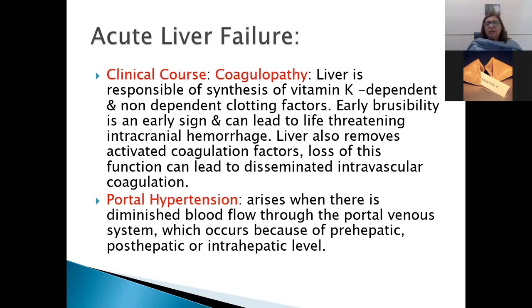Portal hypertension. Portal hypertension also develops. It arises when there is diminished blood flow through the portal venous system, which occurs because of prehepatic, posthepatic, or intrahepatic causes.